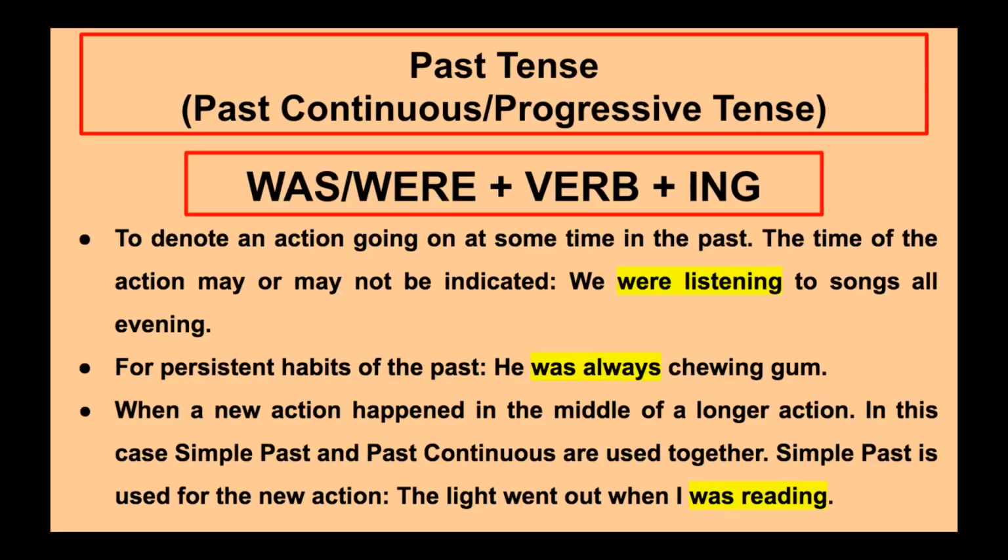Past continuous or progressive tense. The rule is was or were plus verb plus ing. Past continuous tense is used to denote an action going on at some time in the past. The time of the action may or may not be indicated. We were listening to songs all evening. For persistent or continuous habits of the past, he was always chewing gum.